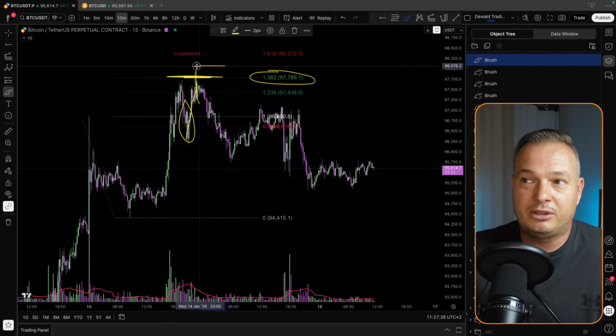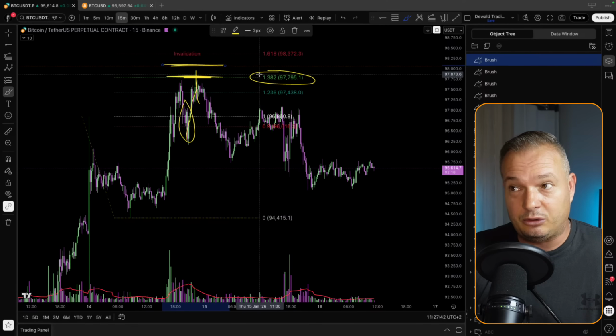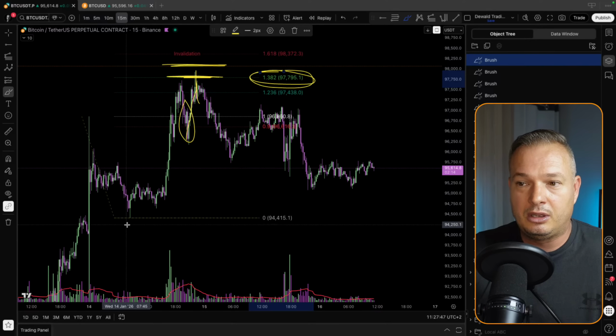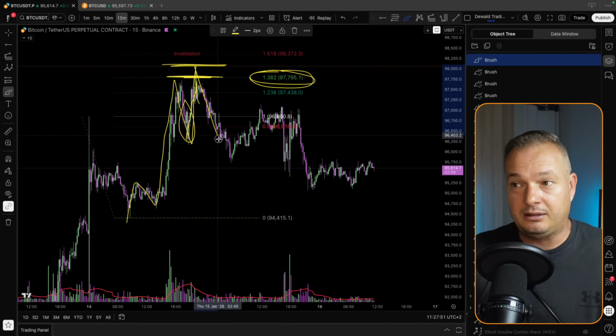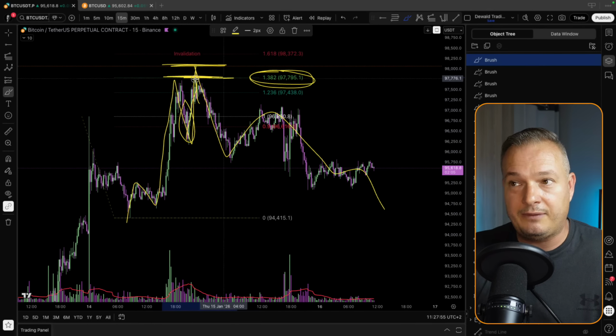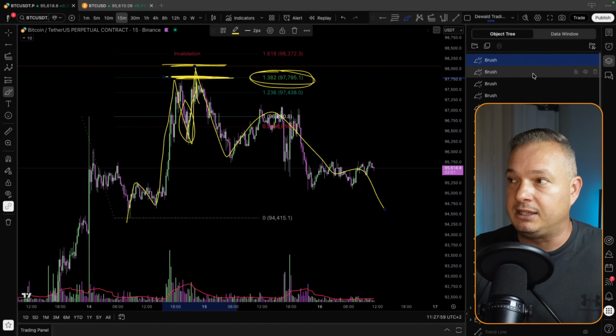Look how close we got to the 0.382. But I highlighted, I spoke about this, I said it would be really great to see a swing failure from the 1.382. 1, 2, 3, 4, 5. And there's a chance that this can still build an impulse here to the downside. So whoever got into the short, congratulations. I did highlight it inside of the community.